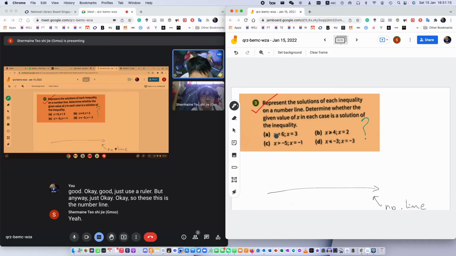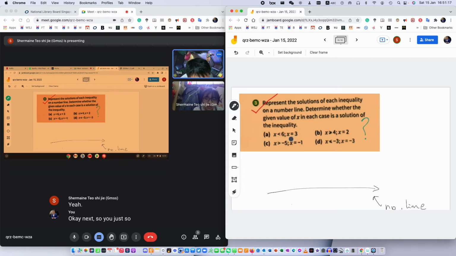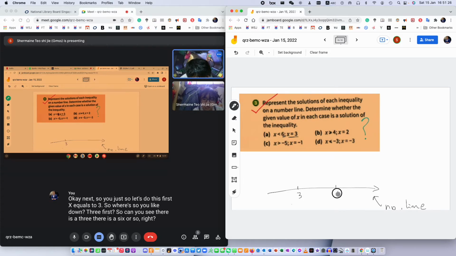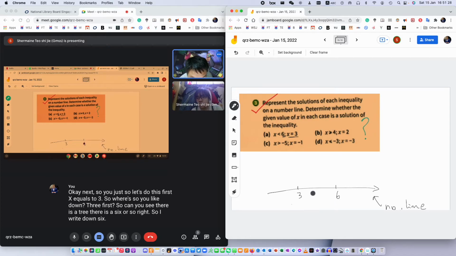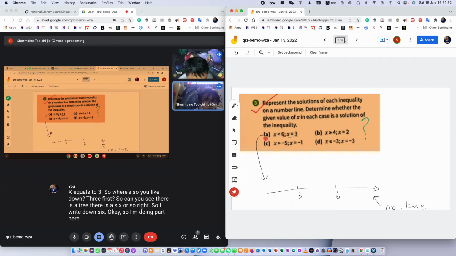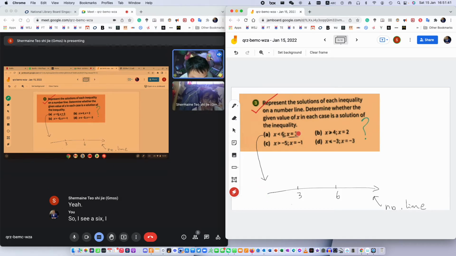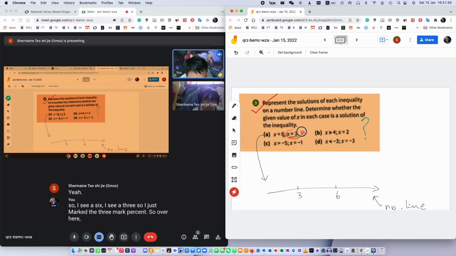Okay, next. So let's do this first. X equals to 3. So you write down 3 first. So can you see there is a 3, there is a 6 also, right? So I write down 6. Okay? So I'm doing part A here. Are you clear? Yeah. So I see a 6, I see a 3. So I just mark the 3, mark the 6. So over here, let me do x equals to 3 first.